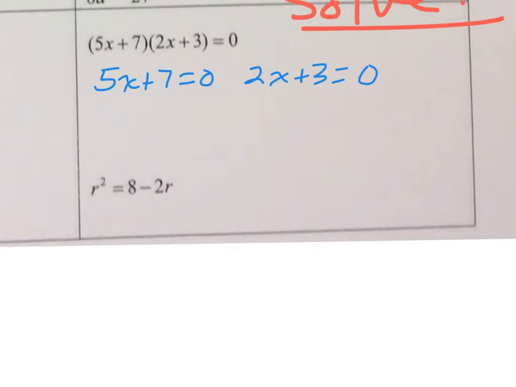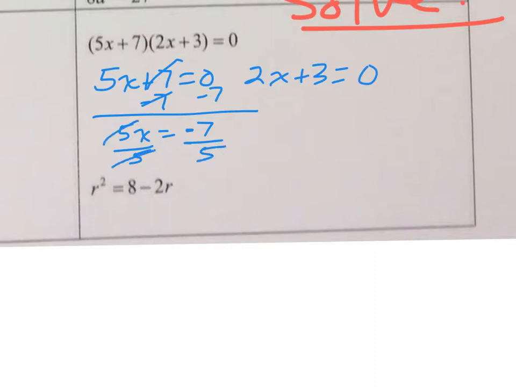So if 5x plus 7 is equal to 0, to get the x by itself, I would subtract 7 from both sides first. And 5x would equal negative 7. And divide by 5. That makes one of your solutions, x is equal to negative 7/5.